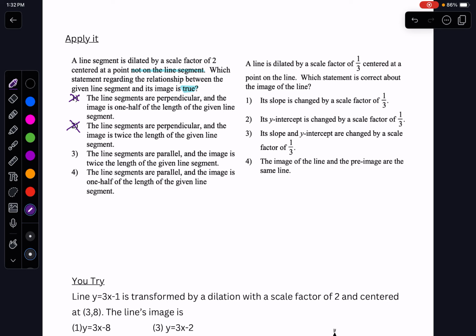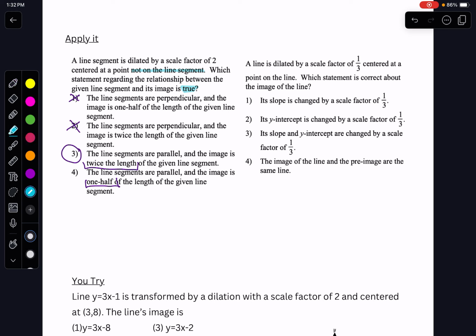So now the line segments are parallel and the image is twice the length, or the lines are parallel and the image is 1/2. Well, if my scale factor is 2, I would be multiplying the distance by 2. So my distance is going to be twice my original.